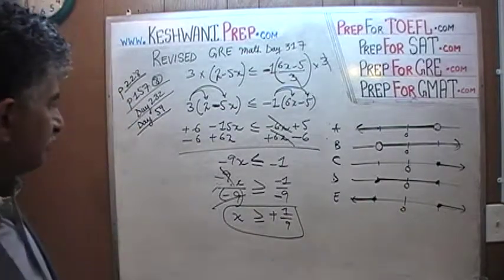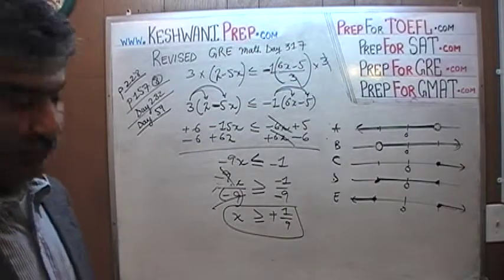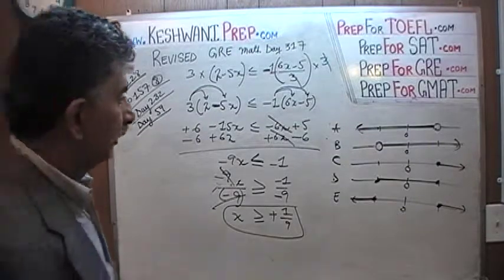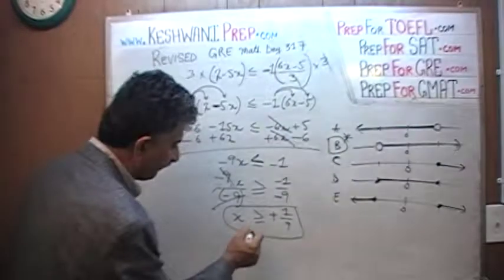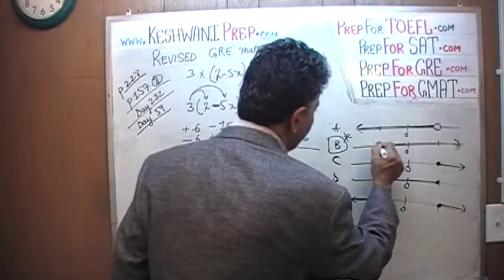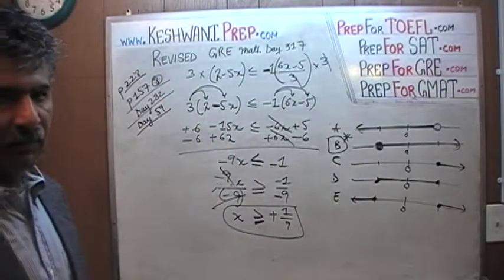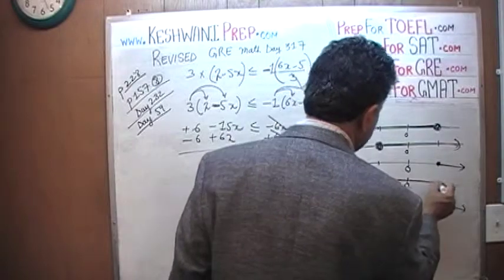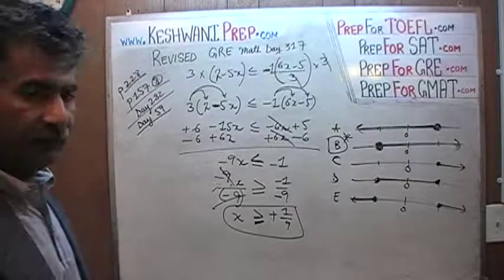Let's see which one of those 5 answer choices does the job. Which one of these depicts the situation where x is greater than some positive value? It will be answer choice B, except the difference is here we have greater than or equal to. Because we have the equal to sign, this circle has to be closed. Had this problem appeared in the exam, these circles would have been closed. And the answer is B.